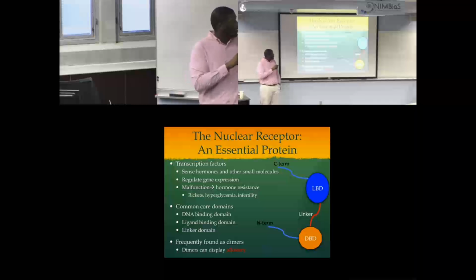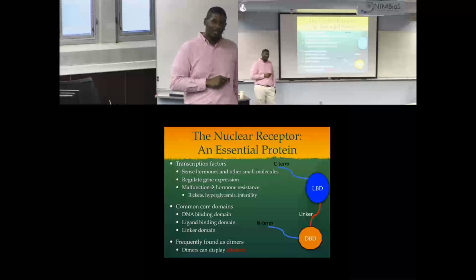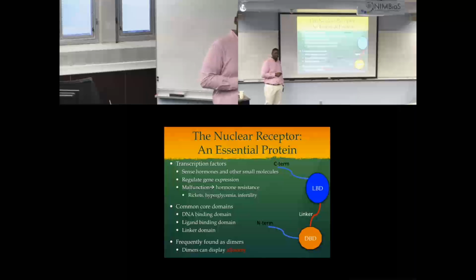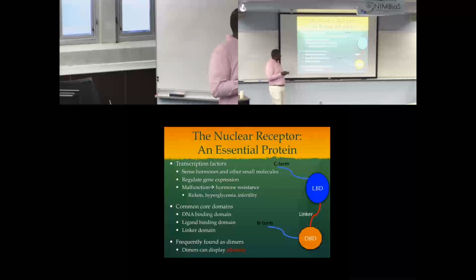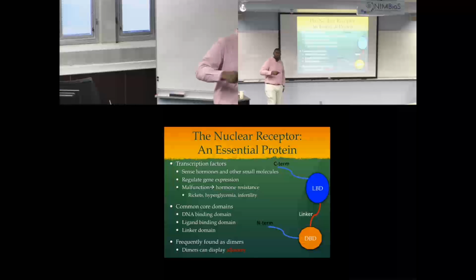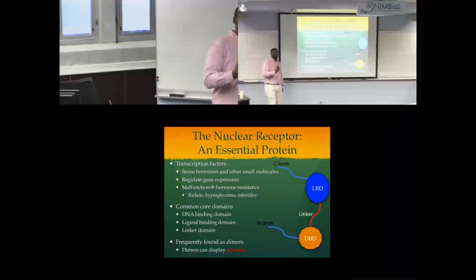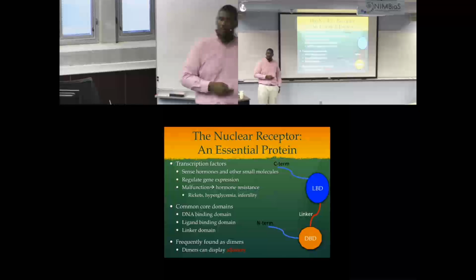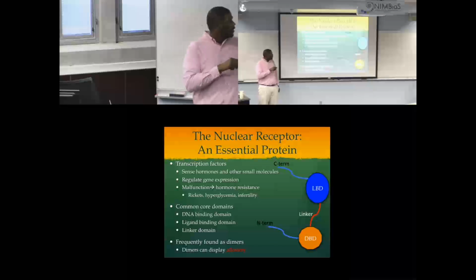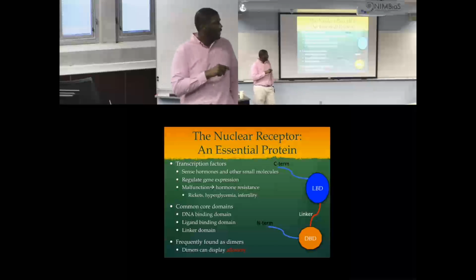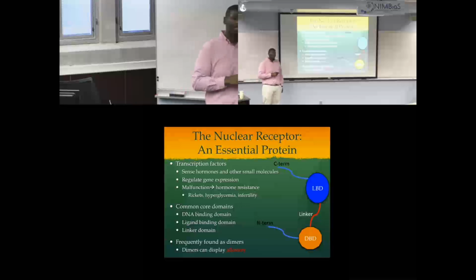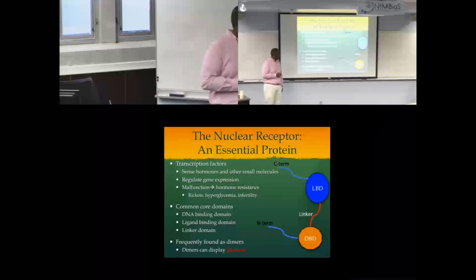These proteins are basically regulating gene expression. You can imagine if something goes wrong with this protein, you're going to start seeing it, right? First thing is you're going to develop hormonal resistance, right? The hormone's being produced in your body, but there's nothing there to sense it. So there's no reaction there. You don't get the reaction you're looking for. Then with that, you're going to start to see some pretty bad diseases. We got rickets, hyperglycemia, and the worst, of course, infertility. It's pretty bad.